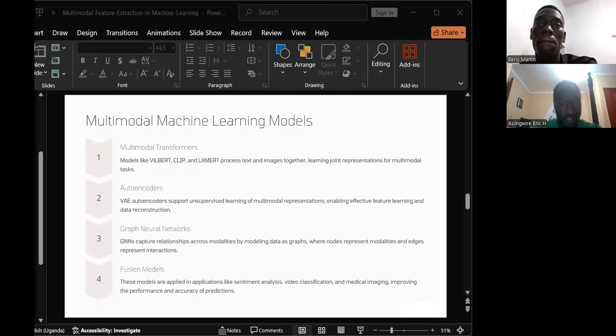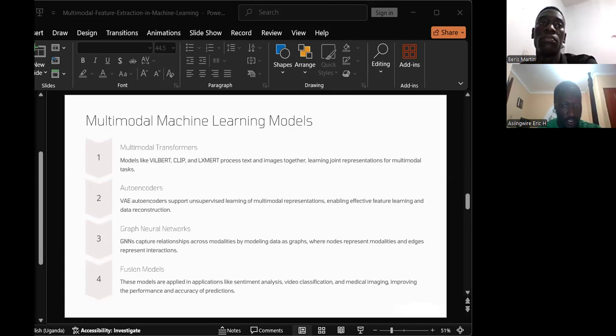We have an example there that is called CLIP. Someone might call it contrastive language image pre-training. This is from OpenAI, and it associates images with their corresponding text descriptions.